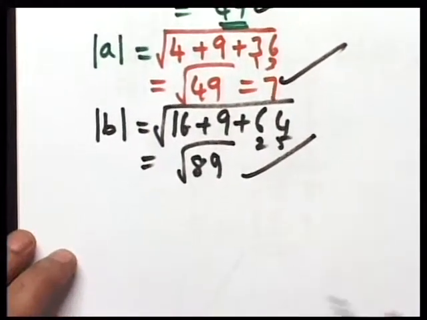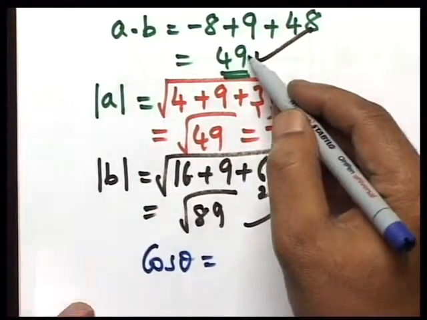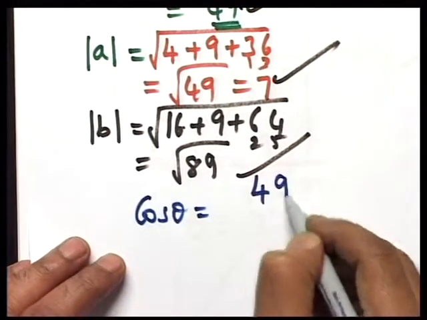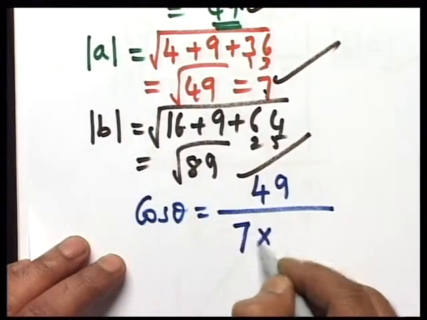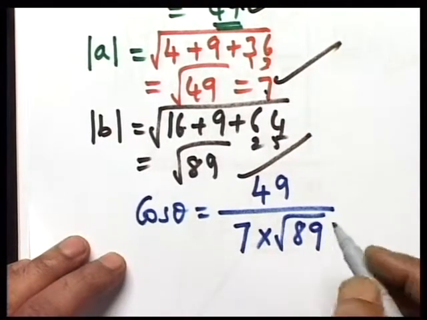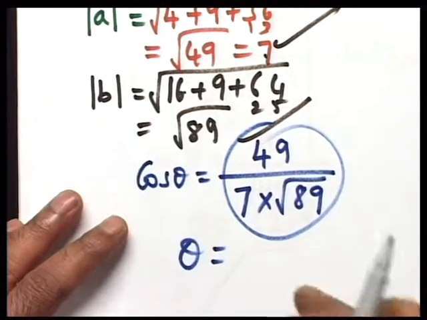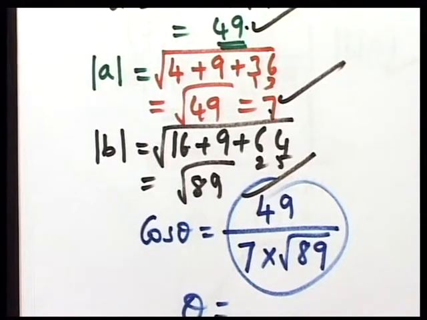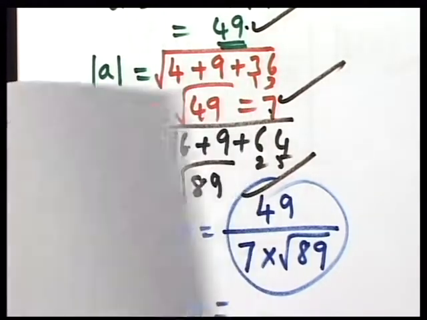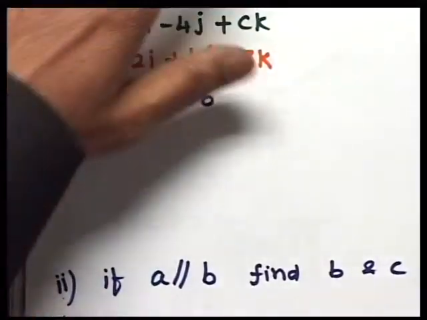Very important. Cos theta is equal to A dot B, which is 49, right on top, and divide by modulus of A, which is 7, multiplied by root 89. You all know how to find theta, so I will leave that to you. All right. So that's how you find the angle between two vectors. The next question, I hope you will do that, right? The next one is here.